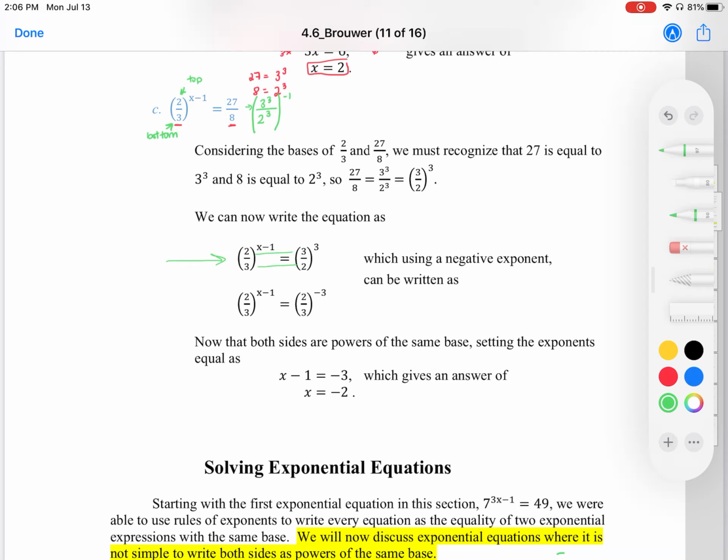but we see that our fractions don't match up. They're not the same base. So let's go ahead and make our exponent a negative to make it flip. All right, we're here. We have a negative exponent and we now have our desired fraction.